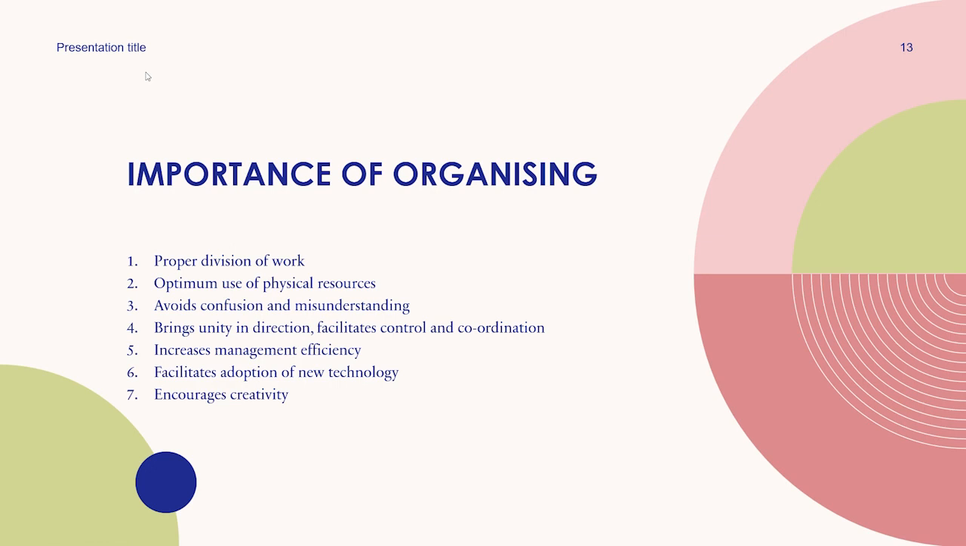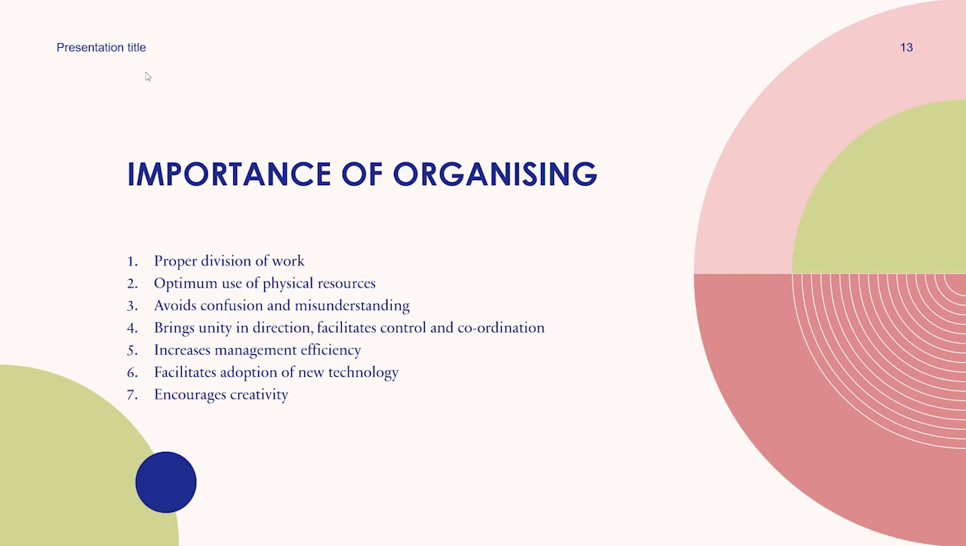Since total work cannot be performed by the manager alone, it must be divided among the staff in a well-planned manner. The person or department in the organization will neither be overworked nor underworked. It thus ensures the optimum use of the staff. Second importance of organizing is optimum use of physical resources. Efficient organizing provides for optimum and economical use of all physical resources such as buildings, machines, tools, materials, finance, etc.